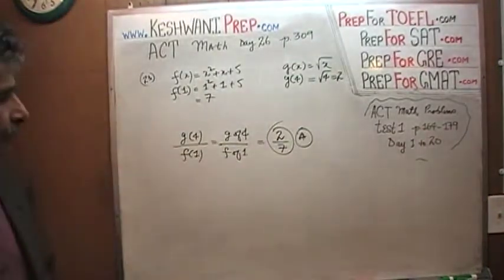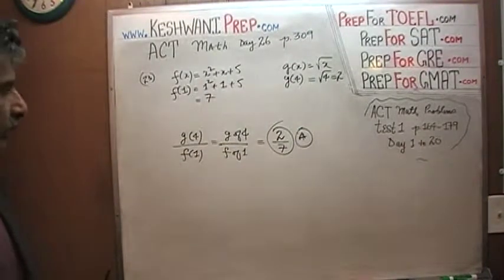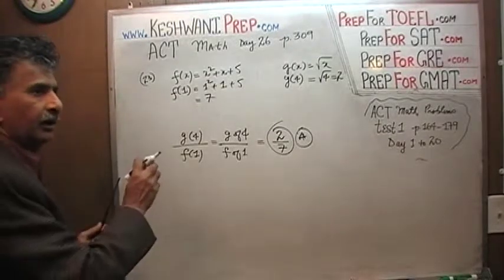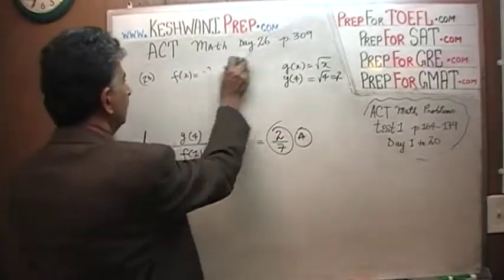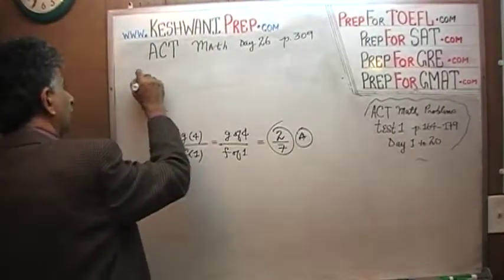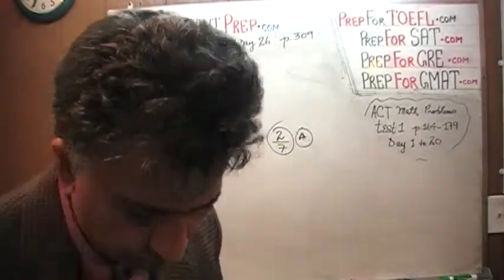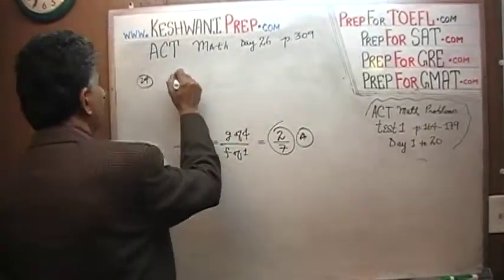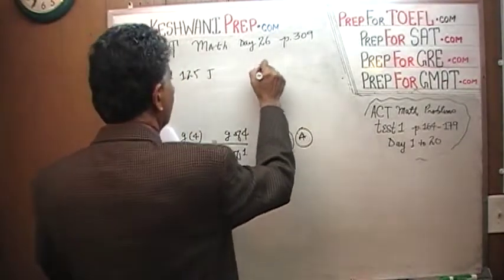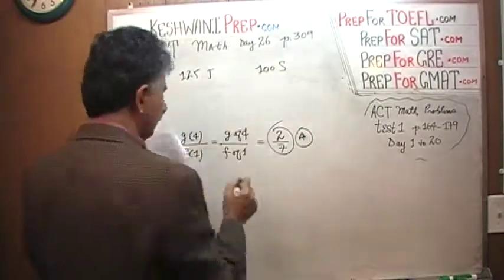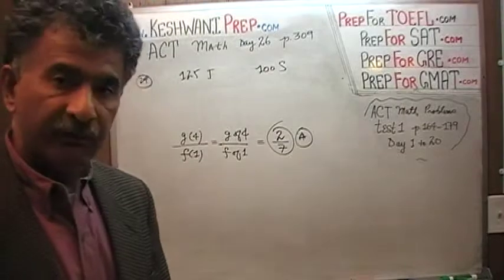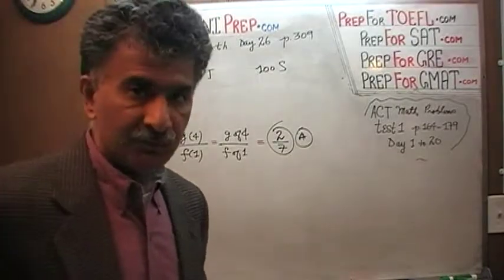Problem number 24. In the next problem, we are told that we have 125 juniors and we have 100 seniors. And the question simply is, how many different ways are there to select a pair of a junior and a senior?